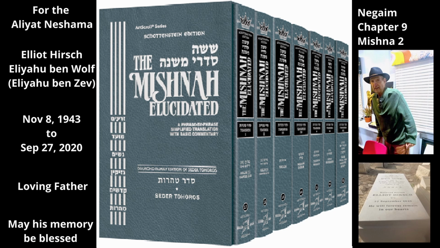A nega on a boil and a nega on a burn do not combine with each other to make a nega the size of a gris, which is the minimum size a nega must be to be tame, and they do not spread from one to the other.